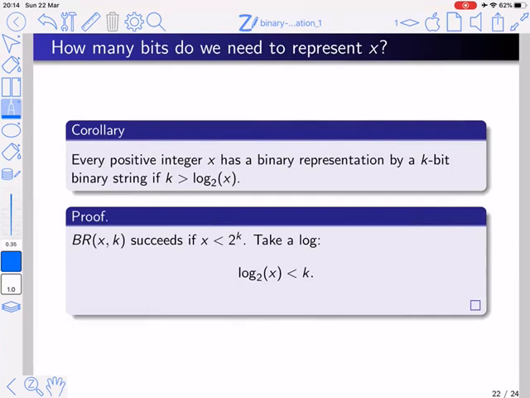How many bits do we need in order to represent the value x? So every positive integer x has a binary representation using k bits if k is greater than log base 2 of x. Why is this true? Well, look at our algorithm. The algorithm succeeds provided that x is less than 2 to the k. So we just take the log from both sides, so we get log of x is less than log of 2 to the power of k, but log of 2 to the power of k is exactly k.